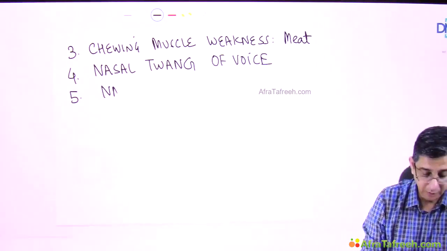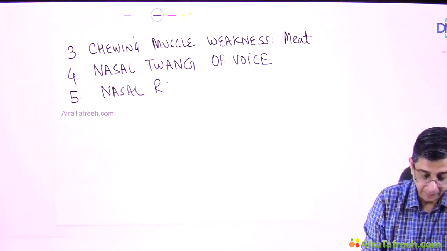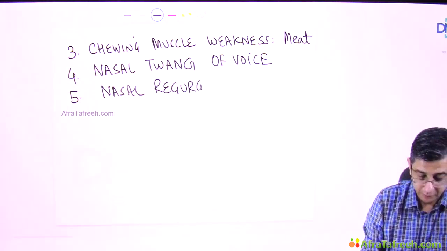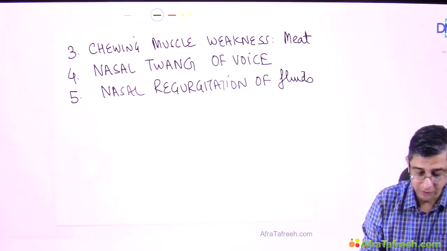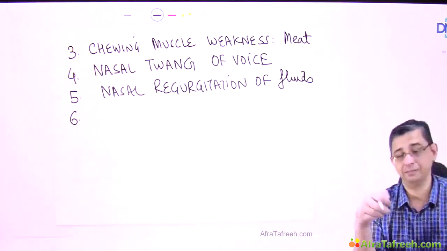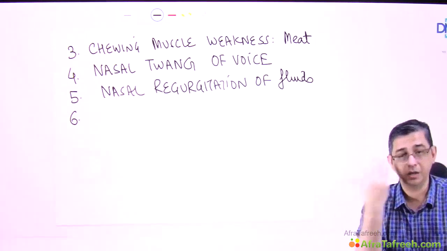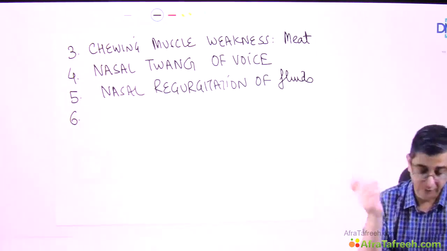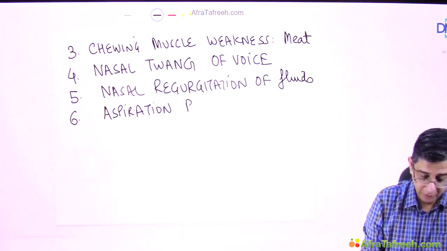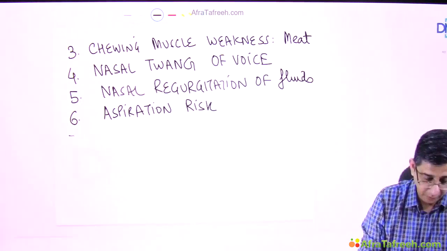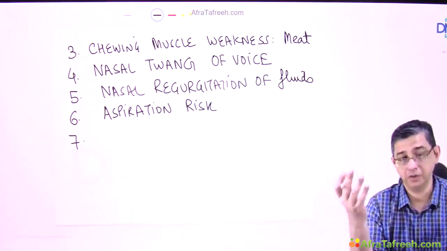Similarly, there can be nasal regurgitation of fluids. When the person drinks water, coke, whatever, it might come out of the nose. Like this person had to rush to college because the patient was late, and then tried to drink milk and it started coming out of the nose, and risk of aspiration is very much there. Especially in myasthenic crisis, aspiration risk will be so high that you will have to admit the patient in the intensive care unit and manage the patient conservatively.